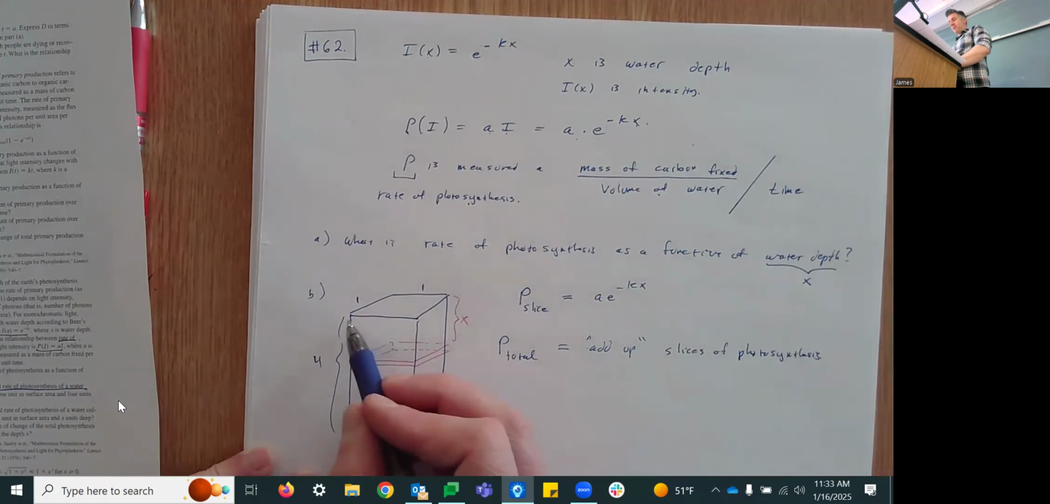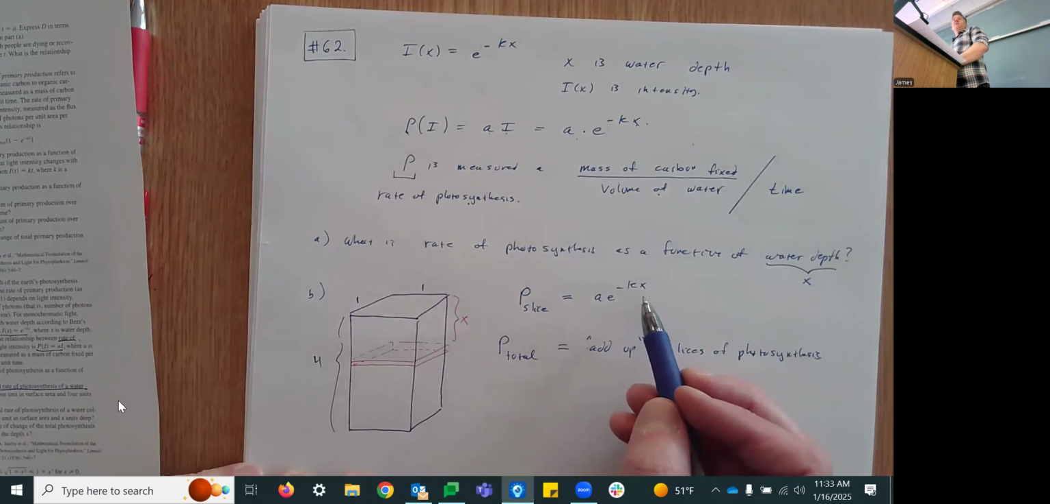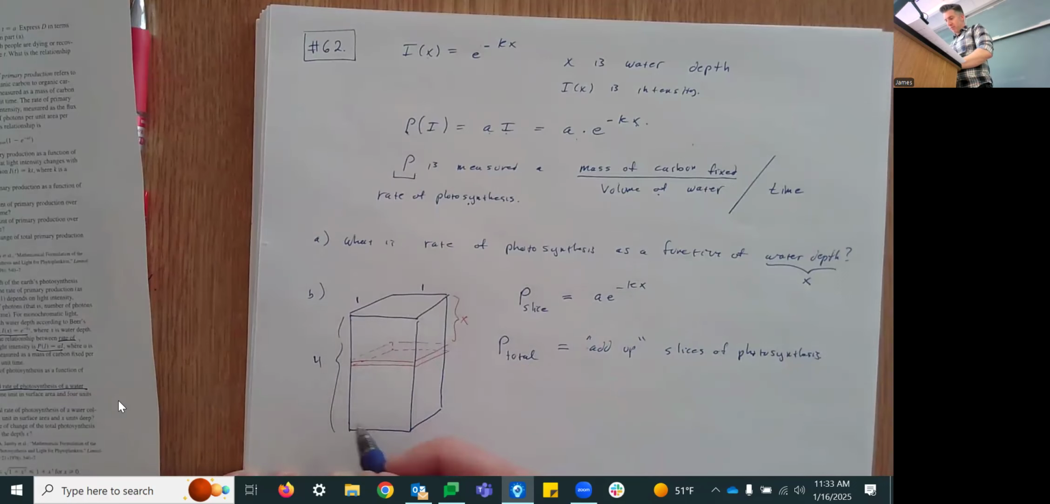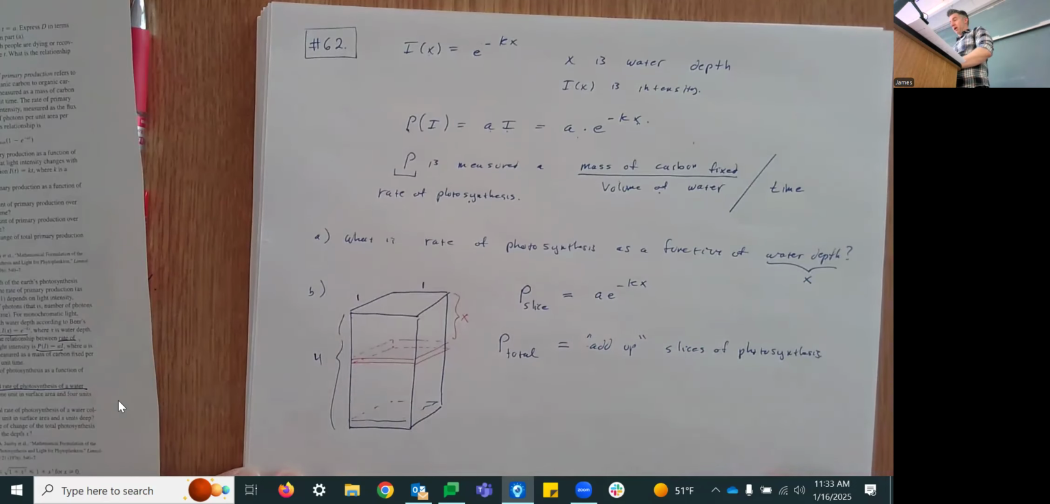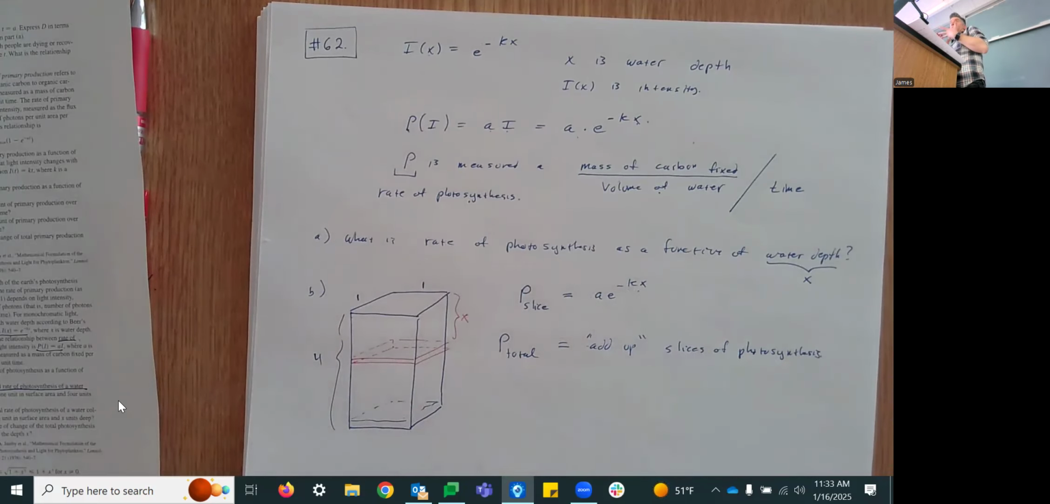So this very top slice is going to have the most photosynthesis happening because it's the closest to the top, and X is the smallest value. Whereas the slice down here at the bottom is going to have the least amount of photosynthesis happening because it's the deepest. It's going to have an X value close to 4, and A times E to the negative 4 times K is going to give us the smallest value out.